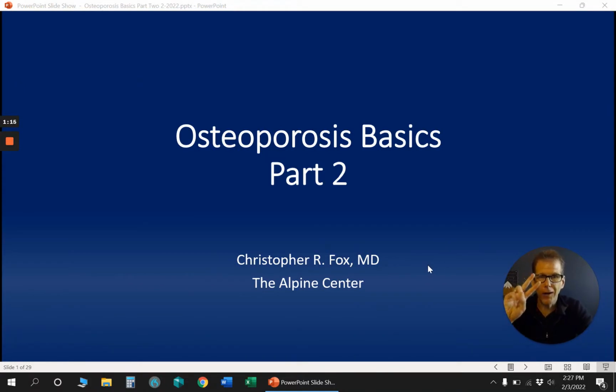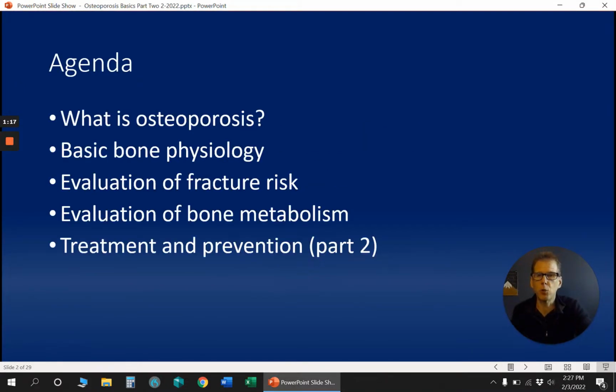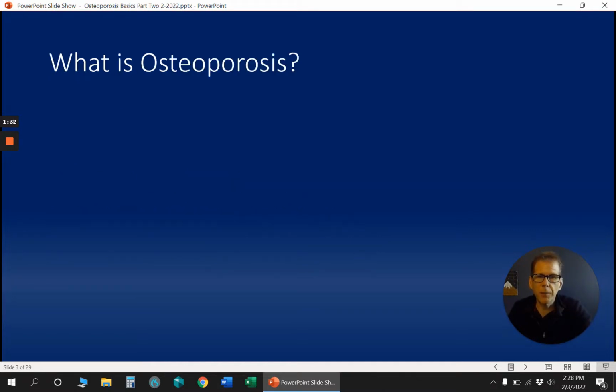So again, we're talking about Osteoporosis Basics Part 2. Remember, in Part 1, we talked about osteoporosis, physiology, fracture risk, and bone metabolism, the first 4 parts here. And today, in this training, we're going to be focusing on treatment and prevention.